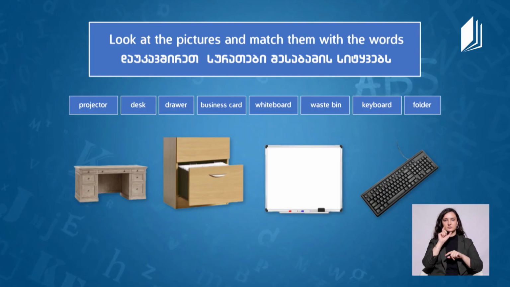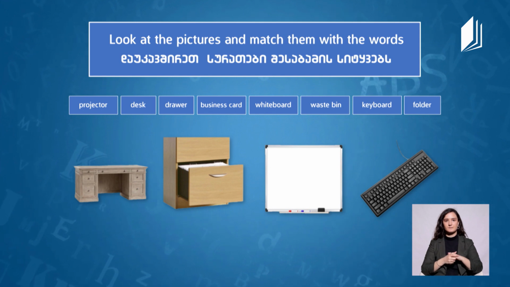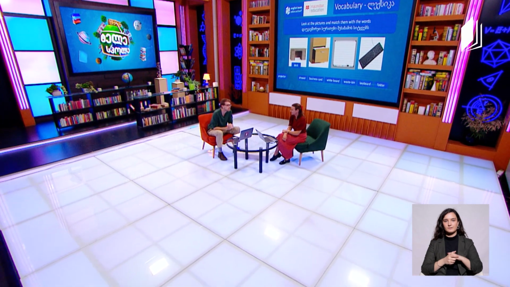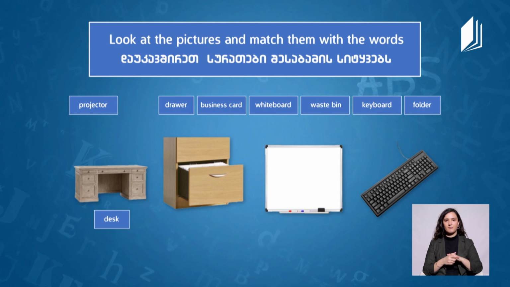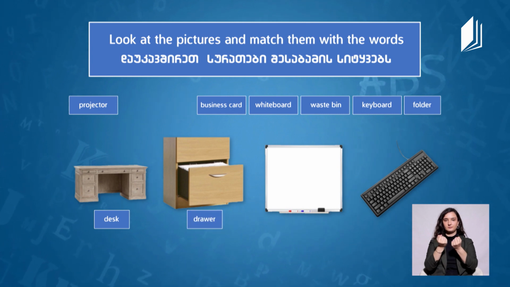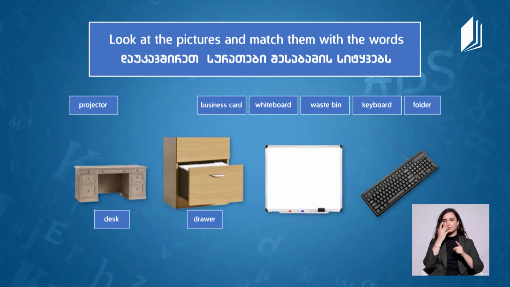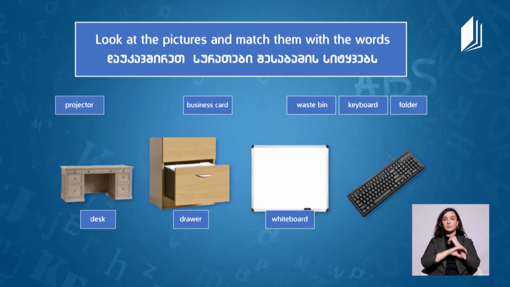So Helen, for the first picture, what does that look like? Which word matches with that picture? I think that it is a desk. I think so too. Great job. And what about the second picture? What do you think? I think it is drawer. Yeah, great job. And what about the third picture, Zach? Oh, this looks like a whiteboard. Exactly, Zach. And the last one, Zach? And the last one is keyboard.